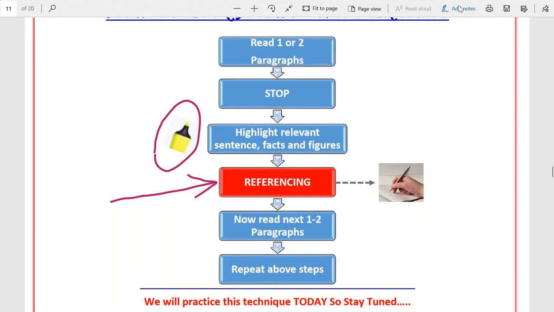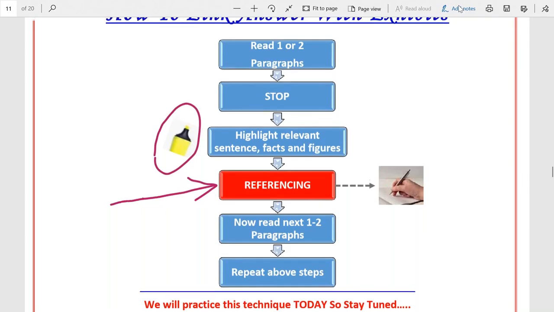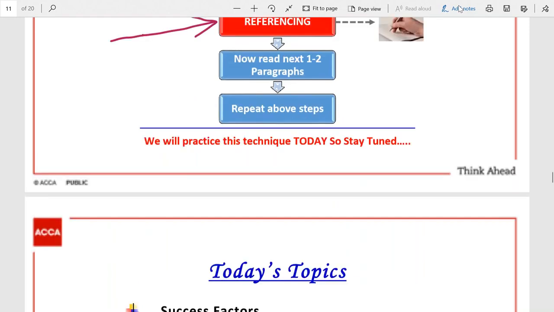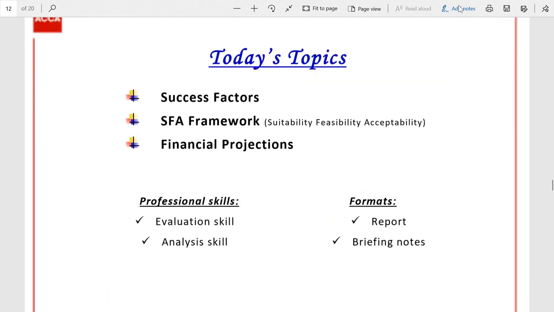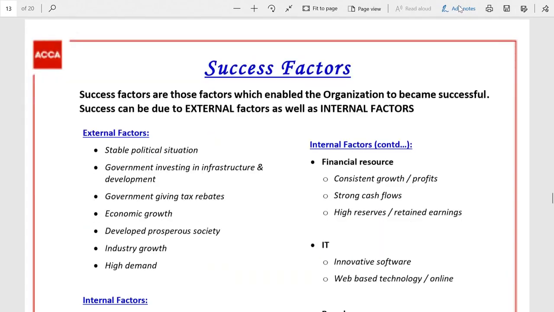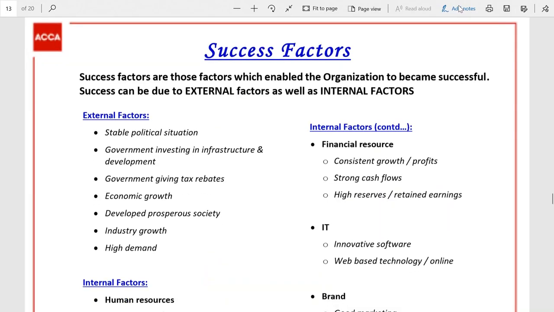Okay, right. So today's big exam tip was how to link your answers with the case, and the main secret key is referencing, and we will just do that. So today's topic, let's start with a quick revision of today's topic. Today's topic is success factors. So please try to guess the meaning of success factors.